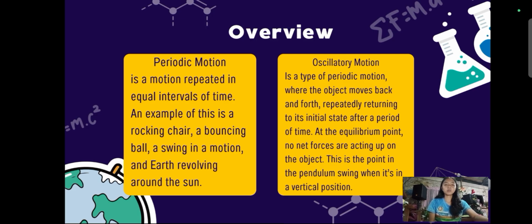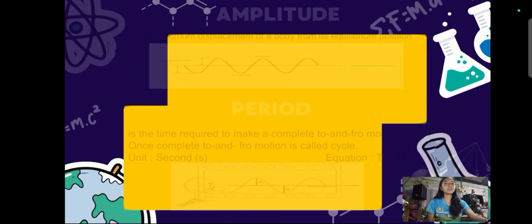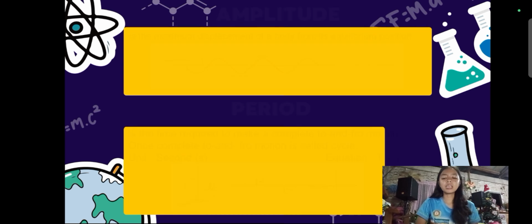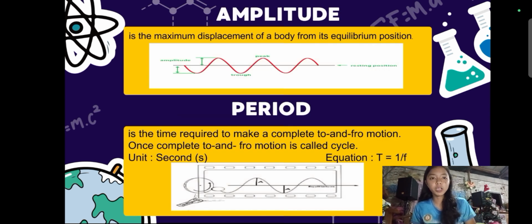And let's go to this. What is amplitude? Amplitude is the maximum displacement of a body from its equilibrium position. In short, it's simple. We can say that it shows how far the object moves from the center. An example of this: if a swing goes higher, the amplitude also goes higher.